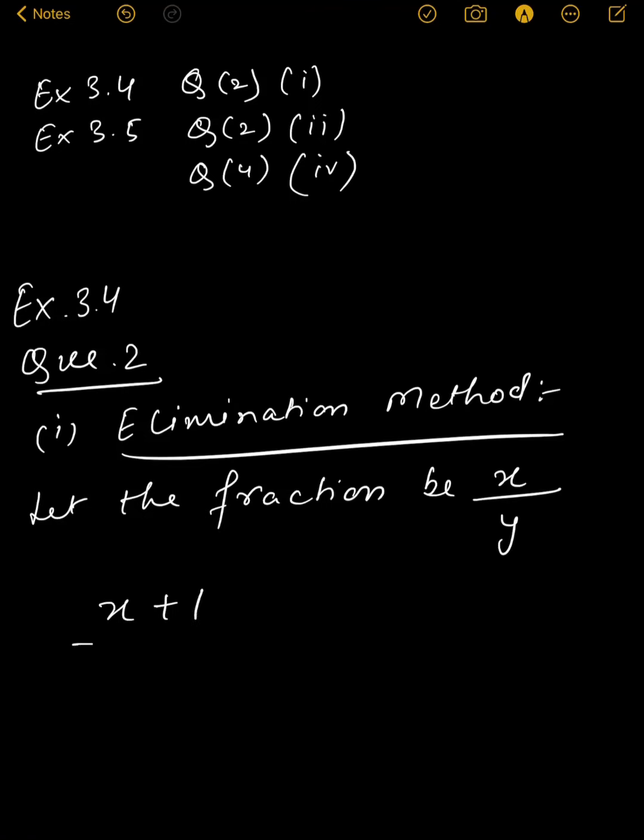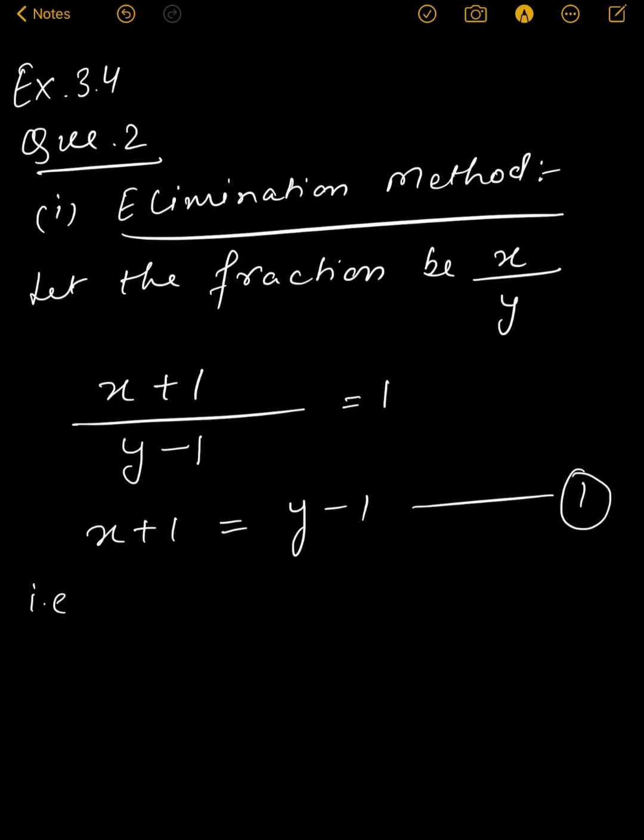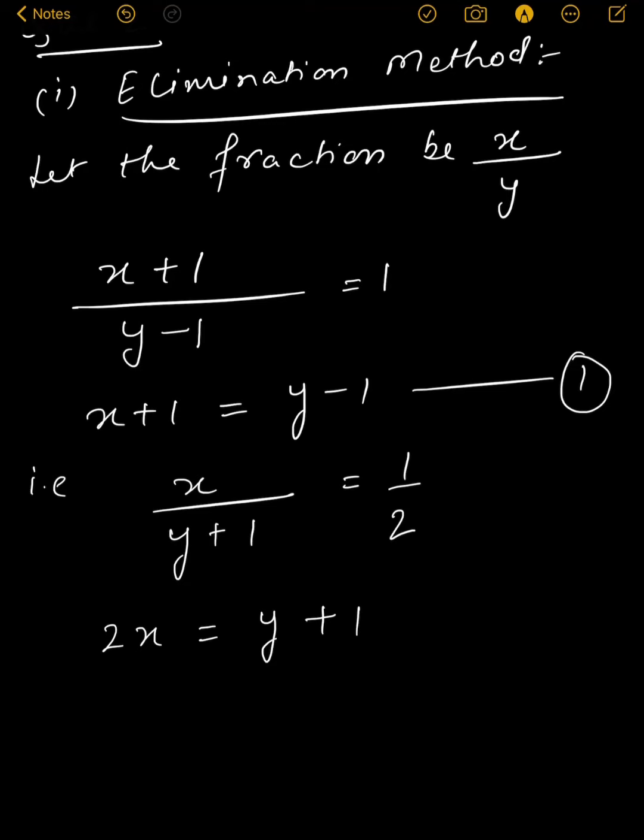Again from the second line, it becomes 1 by 2 if we only add 1 to the denominator. That means x upon y plus 1 is equal to 1 by 2. Again by cross multiplication what do you get? 2x is equal to y plus 1. This is equation number 2.